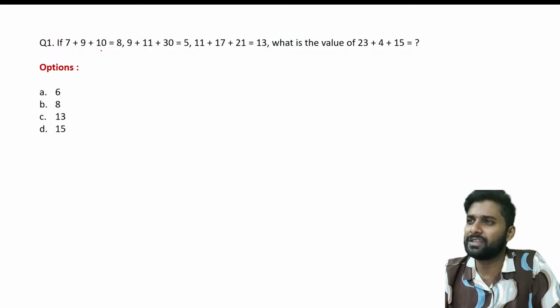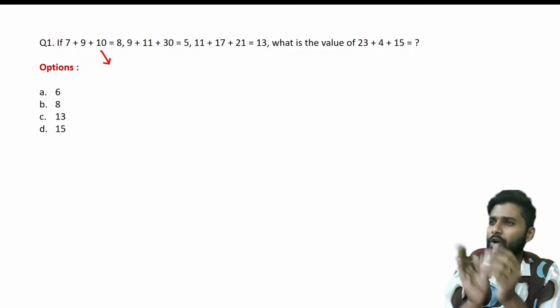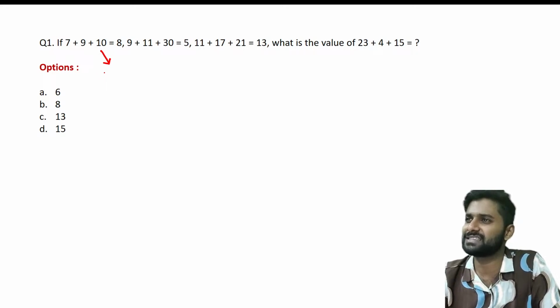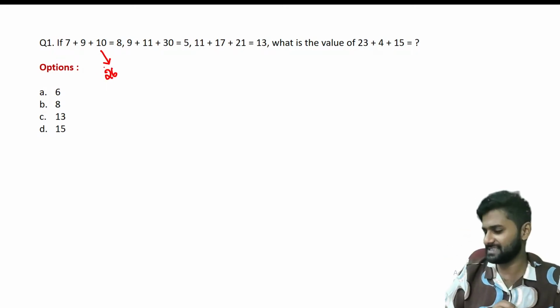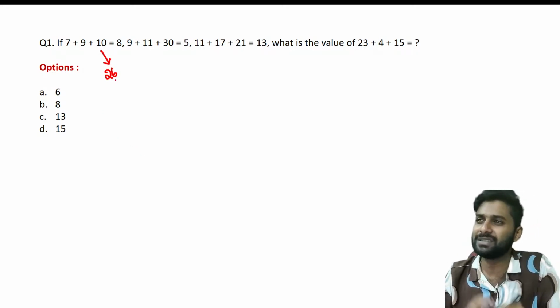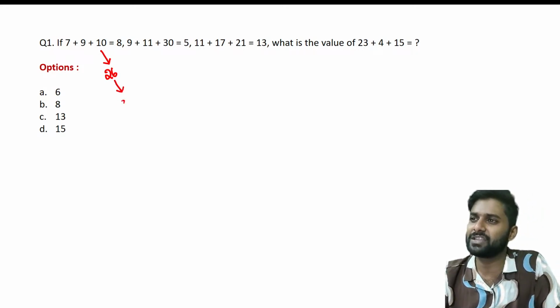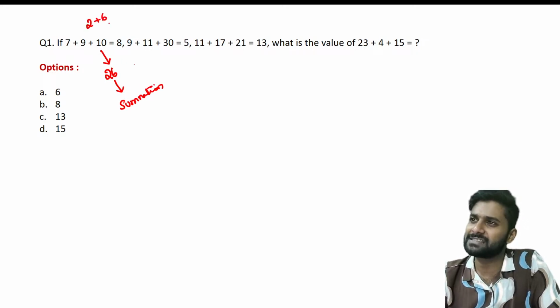Now, if you add all these numbers, let's do it this way. 7, 9, 10. If you add all these numbers, what is the result here? Exactly equal to 26. But here, instead of 26, it is given as 8. So what is your observation? Whatever the number, they converted it into a single digit. So single digit means simply the logic is summation. So 2 plus 6 is exactly equal to 8.